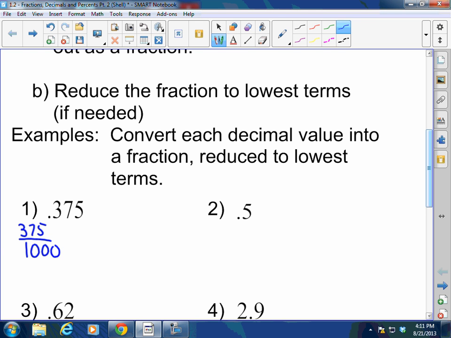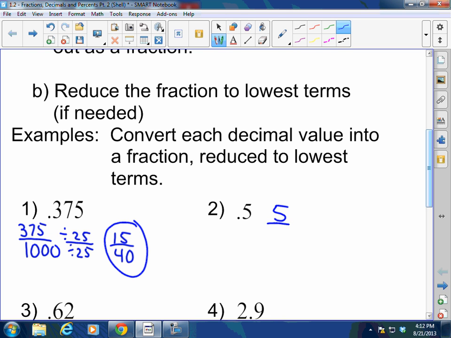Well, I know for sure that 25 goes into 375. I'm pretty sure that it goes in 25. Yes, and it does 15 times. So if I divide 25 into both top and bottom here, remember we're reducing this fraction by using equivalent fractions. We're using the equivalent fraction of 25 over 25 to find the reduced value. So this is going to be 15/40. And then nothing goes into 15 and 40, so that's it. That is reduced.